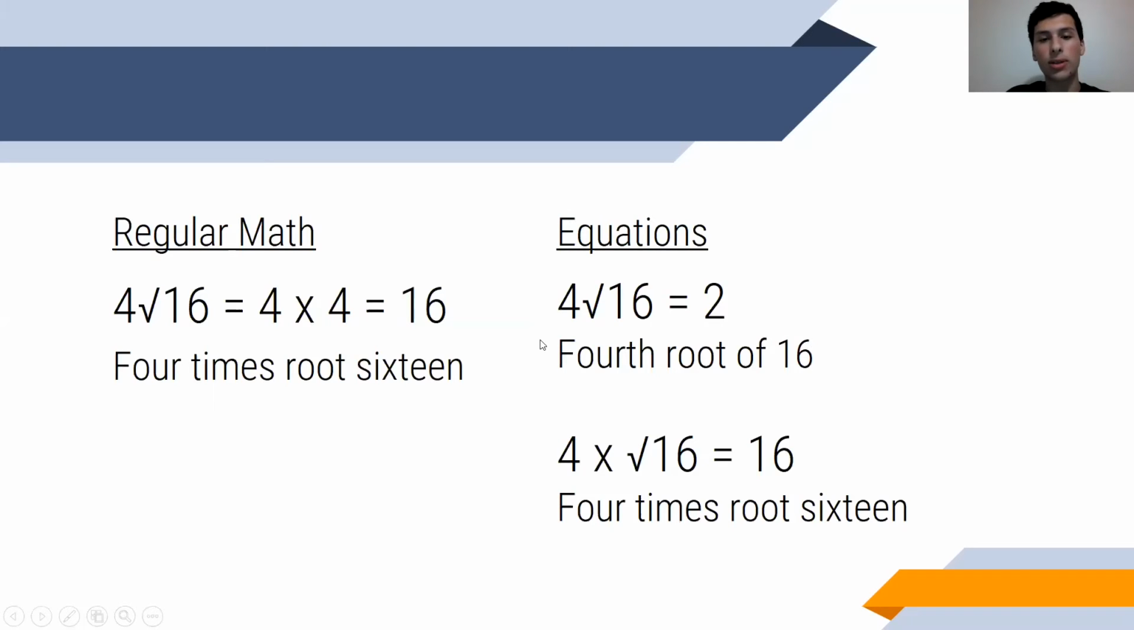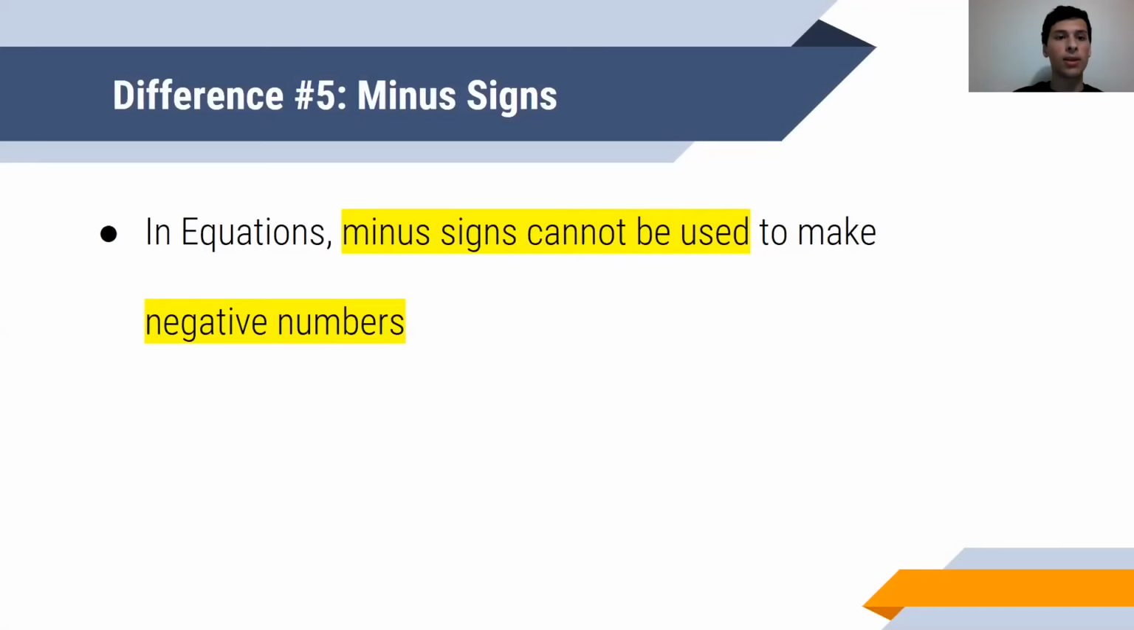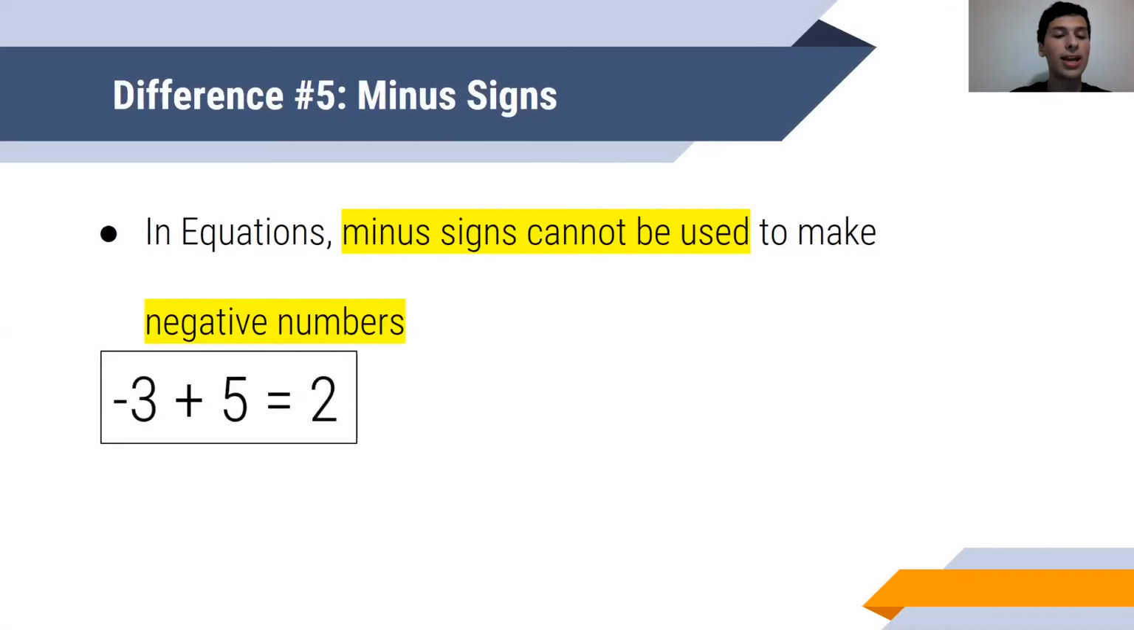But in equations, simply putting a large number directly to the left of the root would classify that number as the index of the root. So be careful. The fifth difference is minus signs. In equations, minus signs cannot be used to make negative numbers. So creating the -3 in this example would not be allowed. You cannot create negative numbers with minus signs. So this would not be allowed.